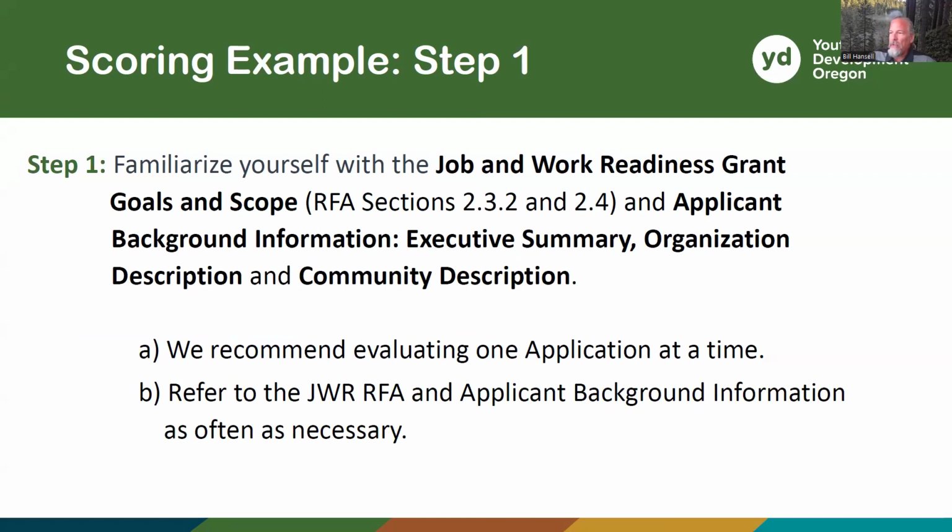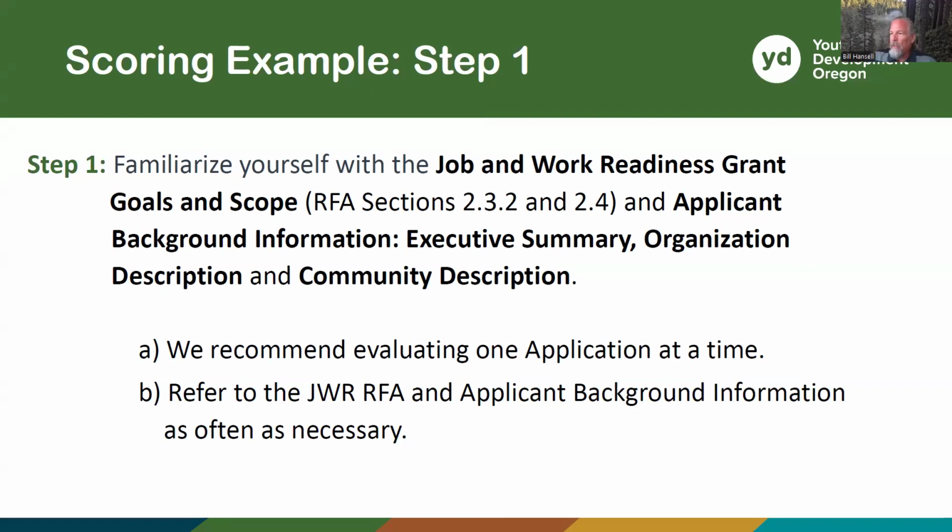The first step is to familiarize yourself with the Job and Work Readiness Grant goals and scope, and applicant background information, which is an executive summary, organization description, and community description. These resources are provided to you in multiple places, but as my colleague Sally touched on earlier, the Job and Work Readiness Grant goals and scope not only are in the RFA, but also listed earlier in this presentation.